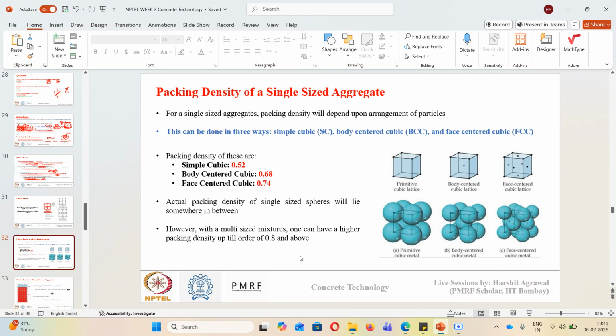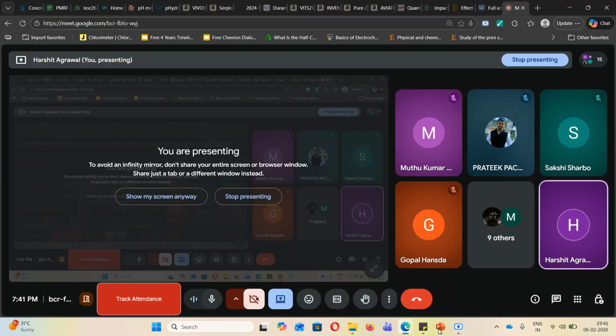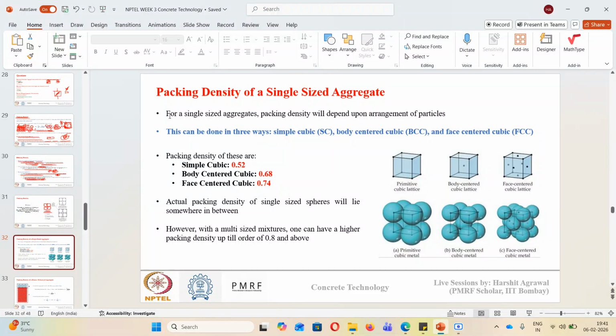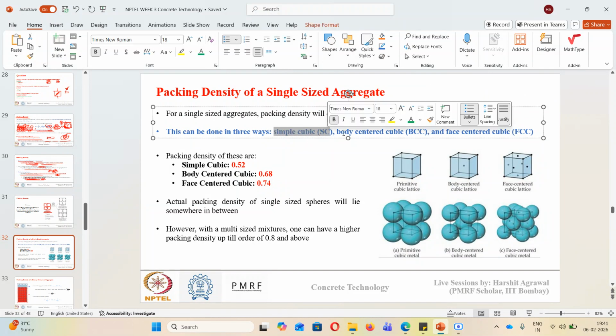Okay, so here I will quickly move because this portion was already discussed in the lecture and we have already wasted much time in this repetition of discussion today. So for single sized aggregate system, we know from atomic theory there is simple cubic arrangement of aggregate, body centered and face centered. Okay, if I take circular aggregates.